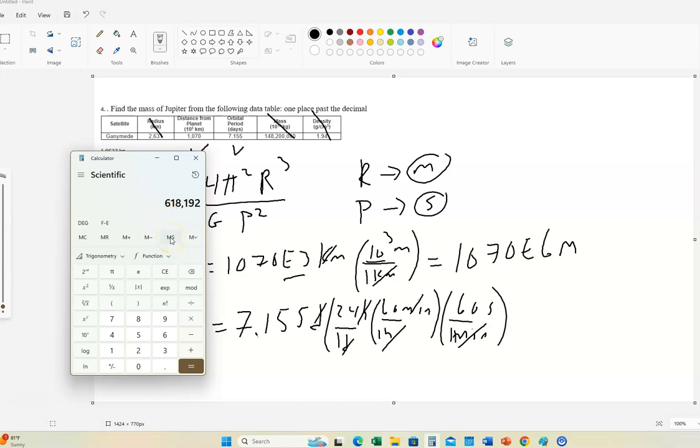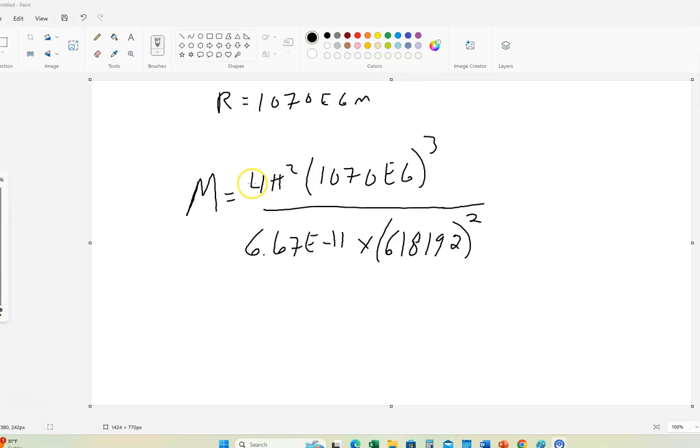I'm going to store that in my calculator. So 618,192 seconds. All right, that is now stored in my calculator. See, there it is. We'll come back to that in just a little bit. All right, so I've written all the important numbers here. It is the conversions that we already did.